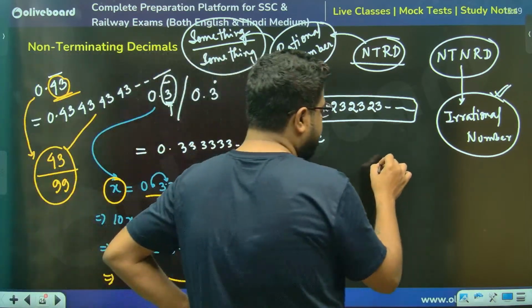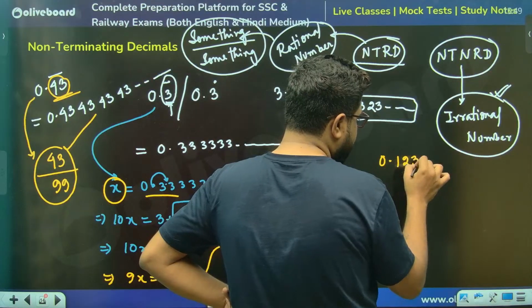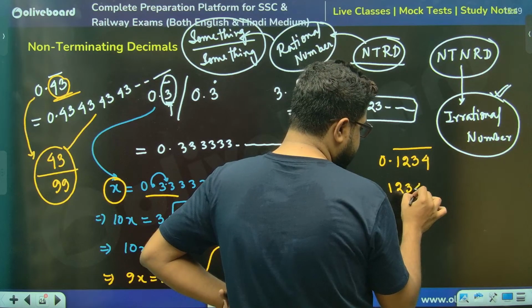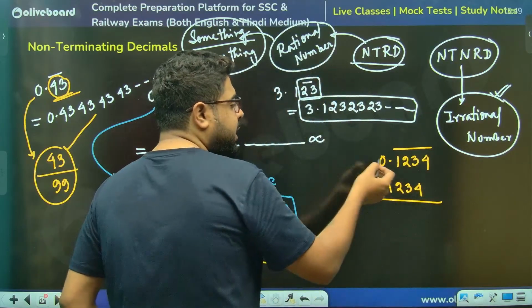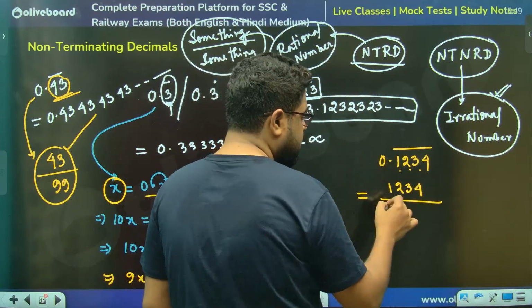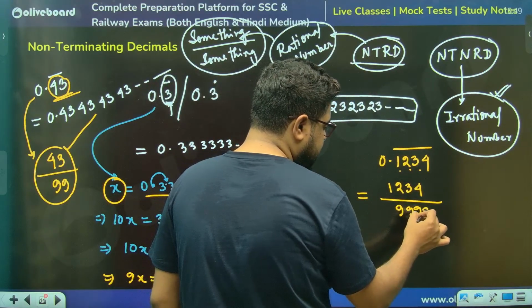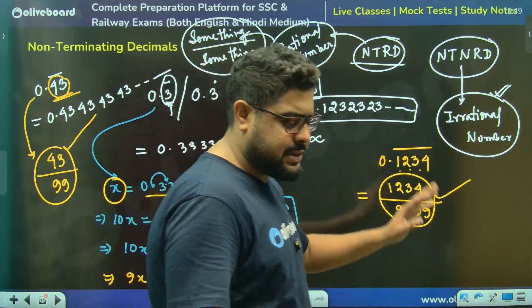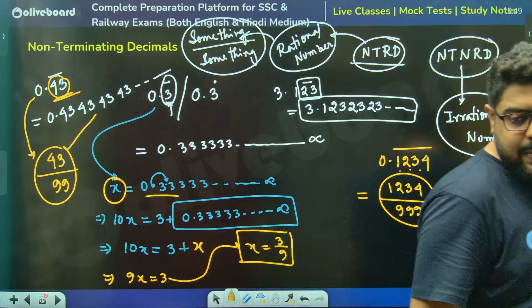If this is 0.1234 bar, you will write down 1, 2, 3, 4, divided by, how many digits are having the bar on top? 4. So write down 9999. That's your answer. Now here you can cancel a little bit, but that's a different thing.